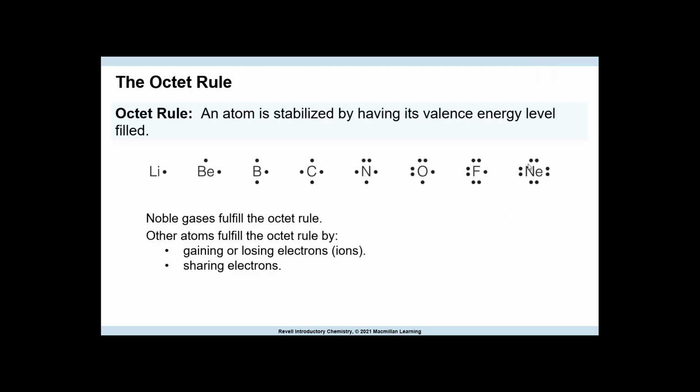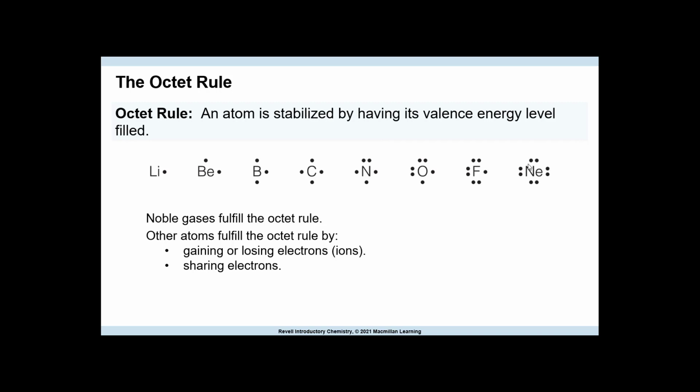So the octet rule. In chapter 4, we introduced the octet rule, which states that an atom is stabilized by having its valence energy level filled, which is up to 8. For elements in row 2 and below, 8 electrons are required to fill the valence level. And so the noble gases are the only ones that have 8 filled electrons. So it has a filled octet. Everything else does not in that row.